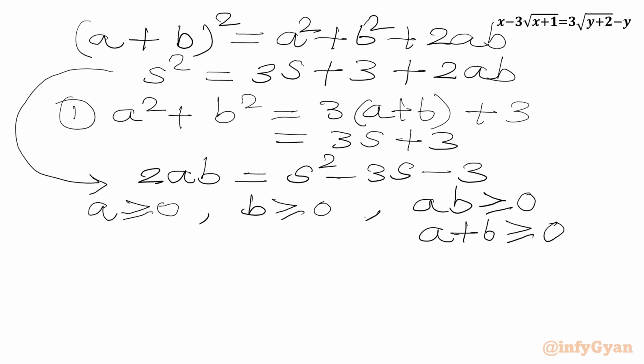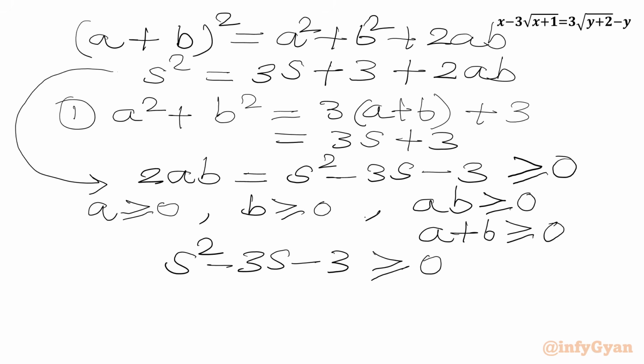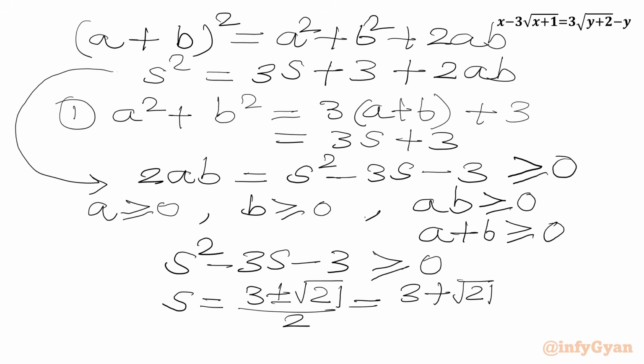So I can write here this should be greater than or equal to 0. So I will write s square minus 3s minus 3 should be greater than or equal to 0. Solving this quadratic expression, I will get two s values. So s would be 3 plus minus square root of 9 plus 12, which is square root 21, over 2, which can be written as 3 plus root 21 over 2 and 3 minus root 21 over 2.